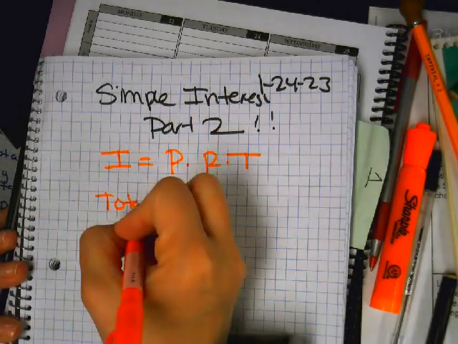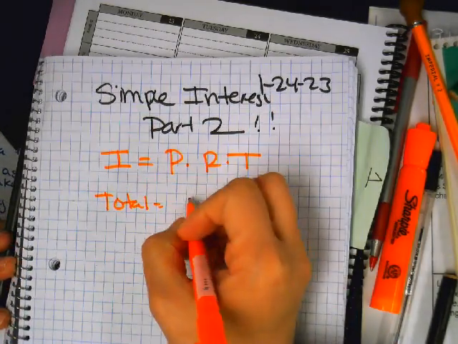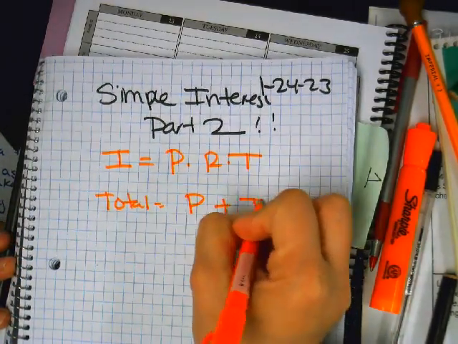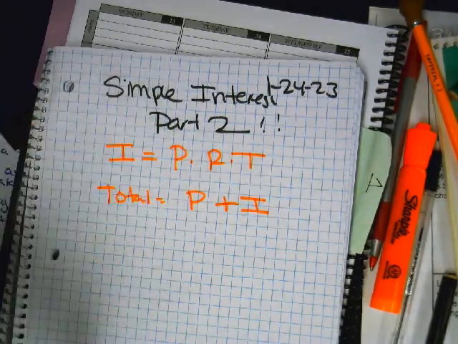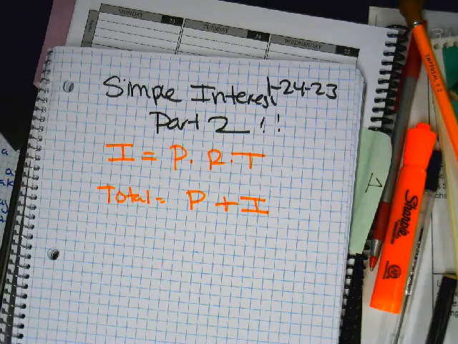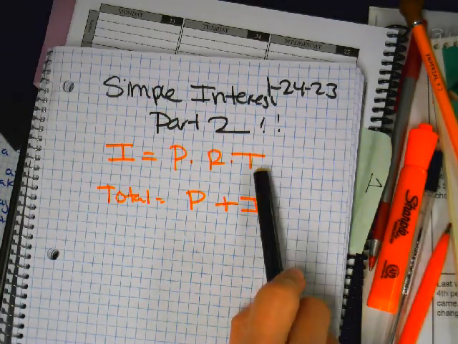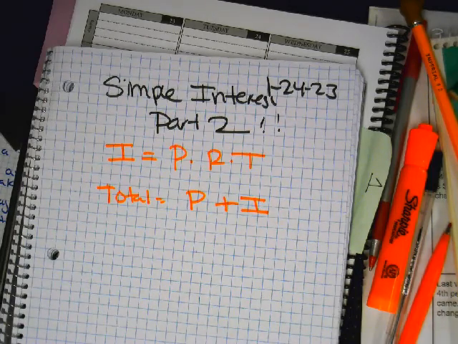I wrote this out more for my second and third period. Total is principal plus interest, right? So you take whatever you got for your answer in the first step and you add it to your principal. Principal is just another fancy word for money. What does the T stand for? Time, in years. Not months, not days.